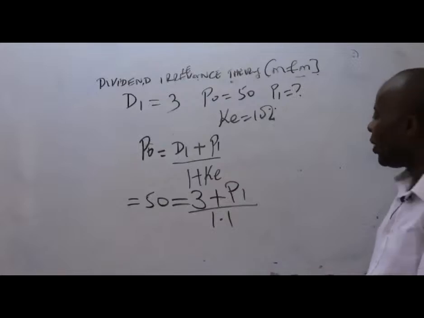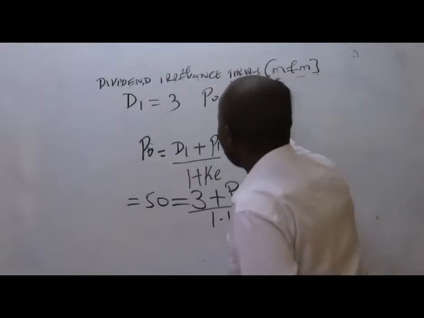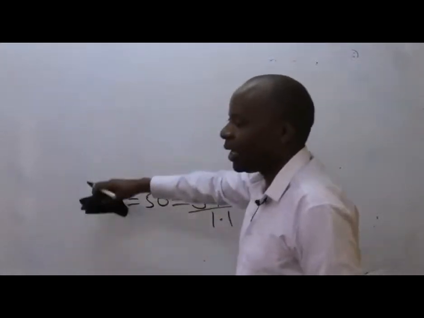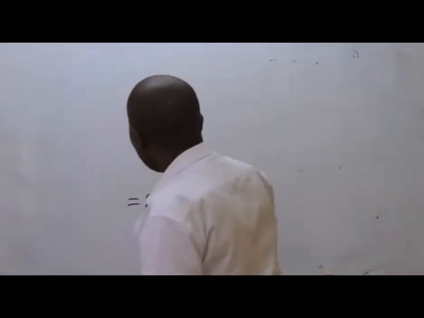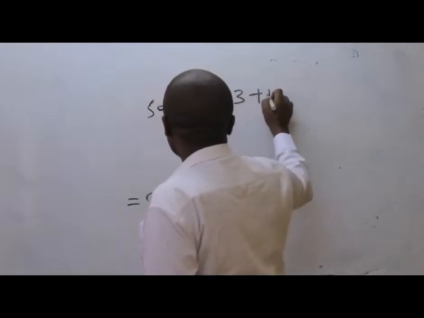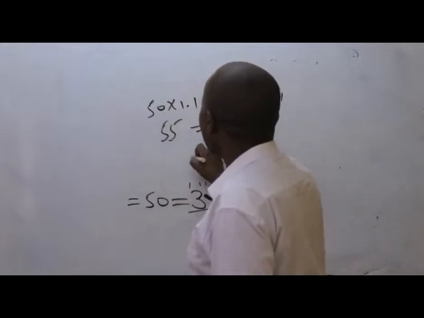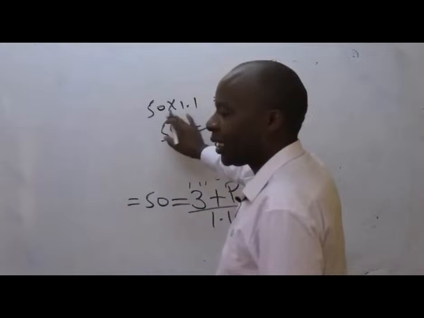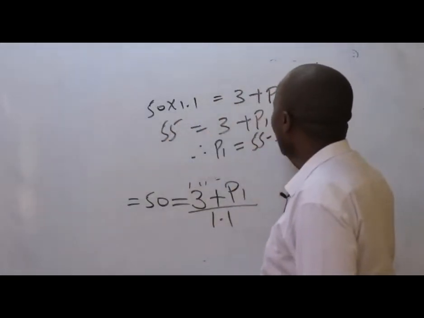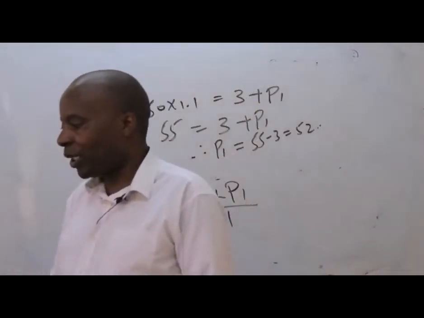So in this case, if we were to cross multiply here, what will I end up getting, ladies and gentlemen? If we cross multiply, then this will be 50 times 1.1 equals 3 plus P1. Then this will be 55 equals 3 plus P1, implying that P1, if you take the 3 to the other side, it becomes a negative. It is 55 minus 3, which will give me 52.